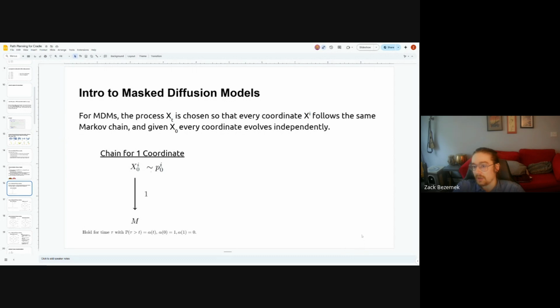So for mask diffusion models, and from what I've seen for all diffusion models, you suppose that you're going to evolve each coordinate independently. And in this case, we're going to use a continuous time Markov chain. So these are often encoded in diagrams like this. We're going to suppose that we start with our ith coordinate being sampled from the ith coordinate of our data distribution. Then we're going to hold in that state for some time tau, with probability that tau is greater than t being alpha t. Right, so at time 0, I won't have jumped. By time 1, I need to have jumped into that mask state.